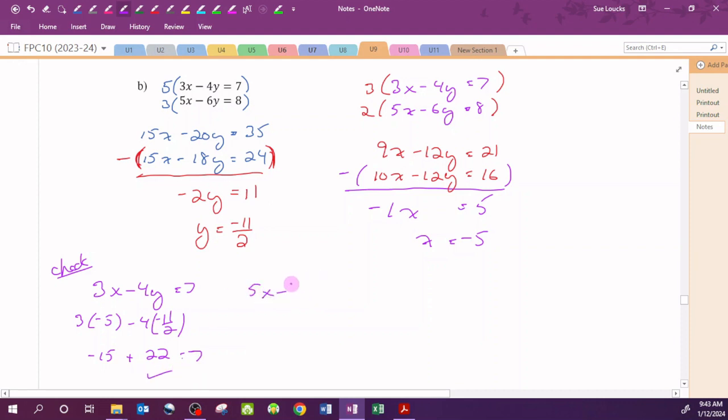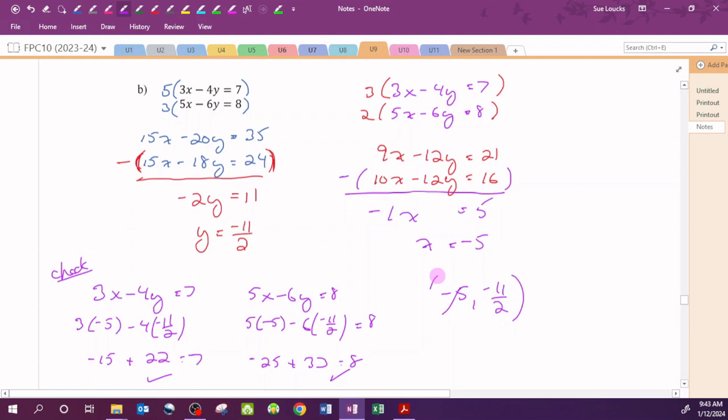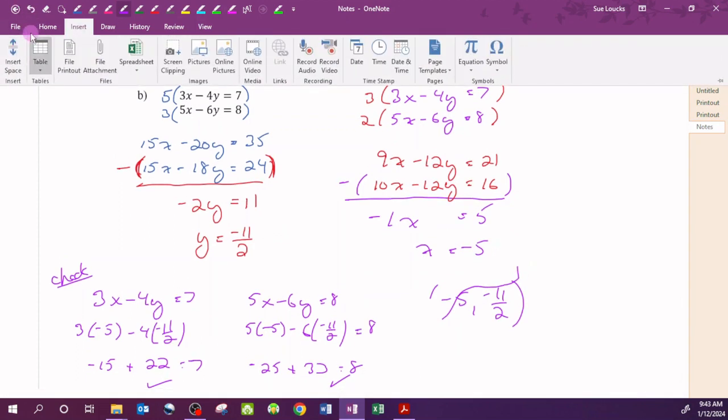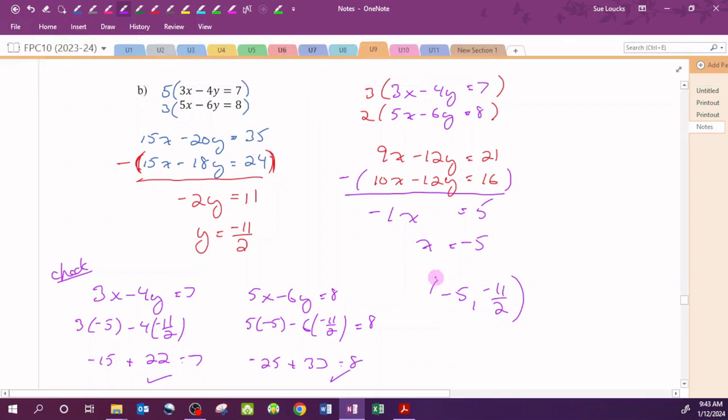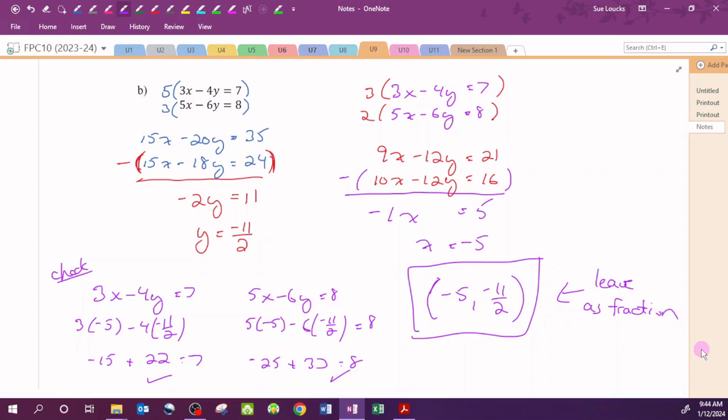And 5x minus 6y equals 8. So 5 times minus 5 minus 6 times minus 11 over 2 equals 8. So that's minus 25 plus 33. Yes, that does equal 8. Okay, so my answer is negative 5, negative 11 over 2. Okay, there's my solution. Leave it as a fraction because there were no decimals in the question, and that's the rule.